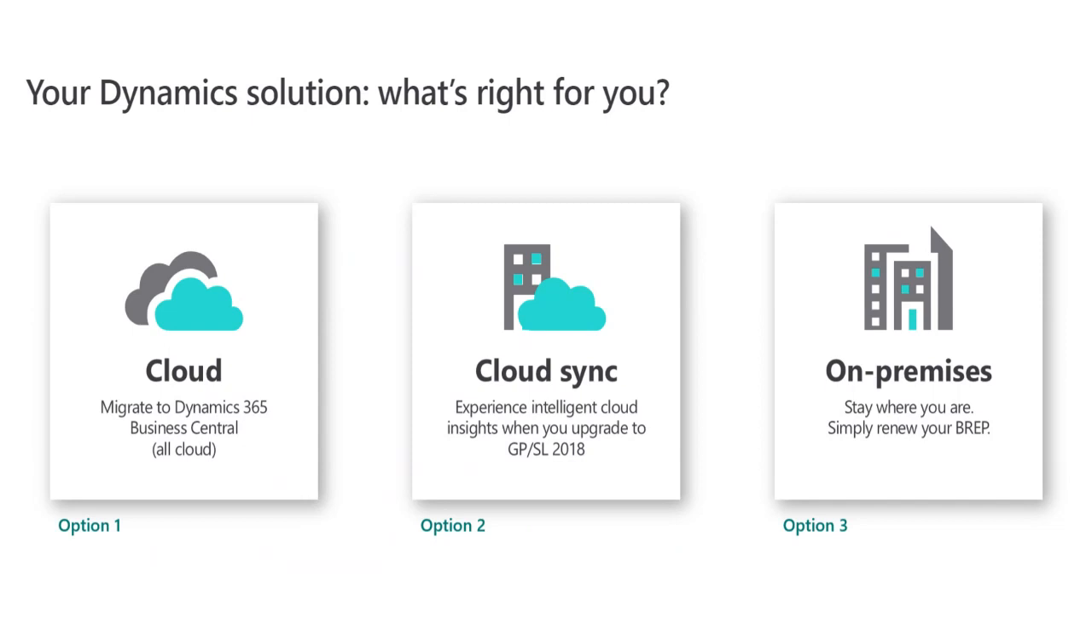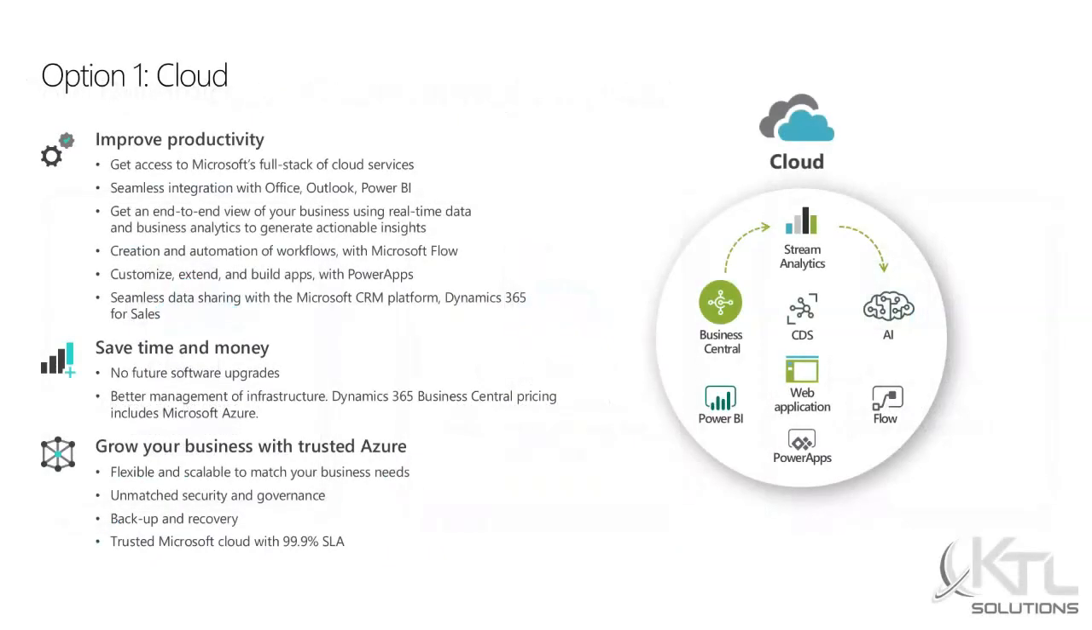Many of you probably are aware of it, but they have created a path for GP or SL or NAV on-premise customers to be able to move to the cloud when they're ready. And we've been having these conversations with our customers that there's currently three options out there. One is that you move to the cloud. You say, I'm ready. I want to transition to a cloud environment.